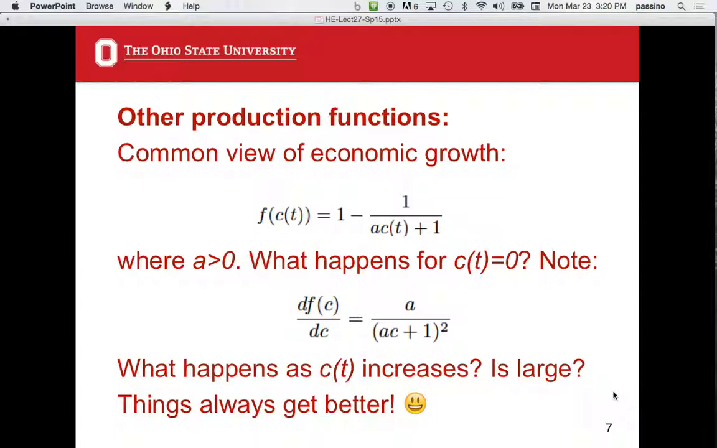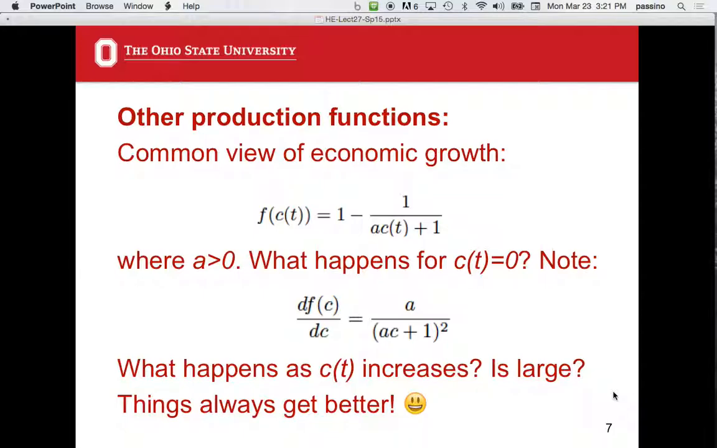Okay. Now, at the other extreme, if C goes to infinity, what happens to F? Well, if C goes to infinity, you've got 1 over infinity. This goes to zero, this is 1, so this thing will be 1. So somehow, this thing starts at zero and kind of goes up like that, right? That's what that function does. Okay.